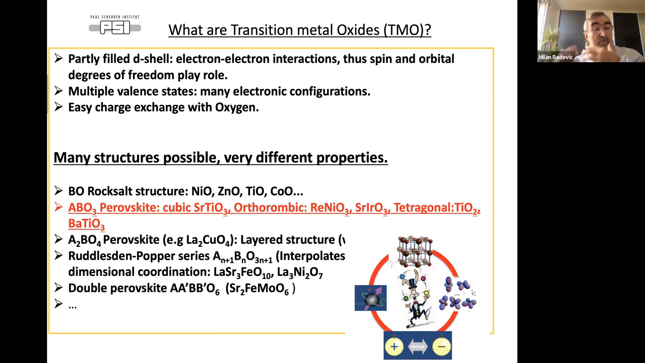Then you can have the more complex Ruddlesden-Popper series, when you have some kind of layered and multi-layered structure, for example, lanthanum-3 nickel-2 oxygen-7, lanthanum-strontium-3 iron-2 oxygen-10. So you have much more interplay now between transition metal oxide and oxygen, or you can have double perovskite and so on. So all of this, when you put it together, is the interplay and the playground where you are using lattice, charge, orbital, and spin to create new physics, to create new properties.